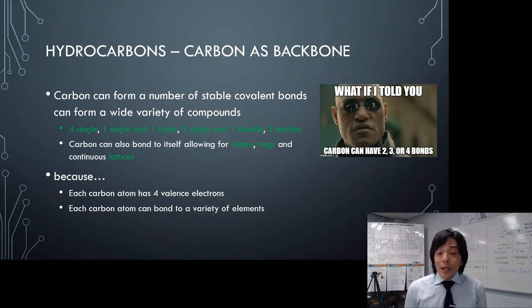Alright, now carbon as backbone. Carbon can form a number of different types of bonding. Now it can have 4 single bonds because of its valency, and it can have 1 double bond and 2 singles, or 2 double bonds, or even 1 single and 1 triple bond. Which is very unique, which makes carbon very unique and makes up different types of molecules. Carbon can also bond to itself, like diamond or charcoal, carbon nanotubes, or buckyballs. You can make up those things.